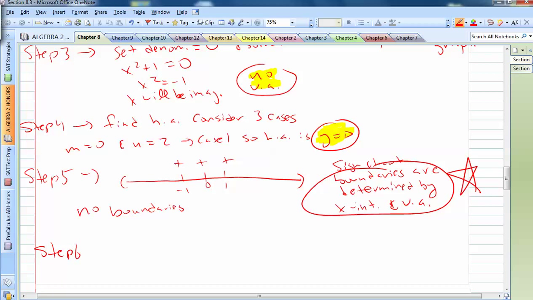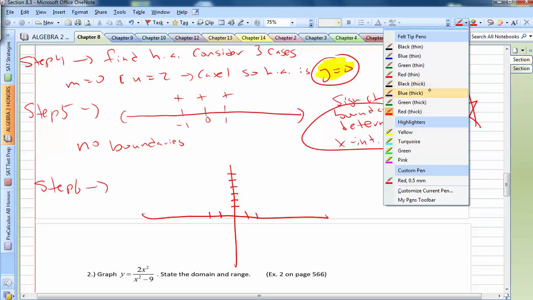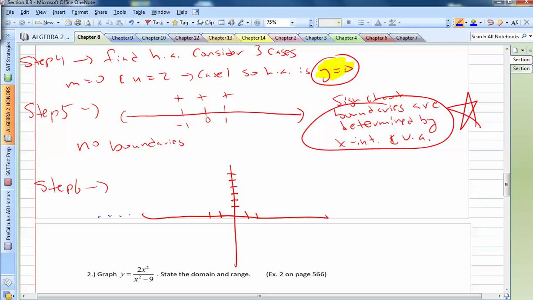So in step 6, now we're going to make the graph. Let's make a few tick marks. Remember our y-intercept was 6. Okay, I'm going to change colors up a little bit. So we do have a horizontal asymptote y equals 0. We have no vertical asymptote. We have no x-intercepts. We have a y-intercept right there. And the graph is always positive.